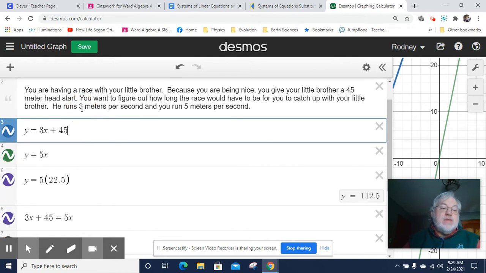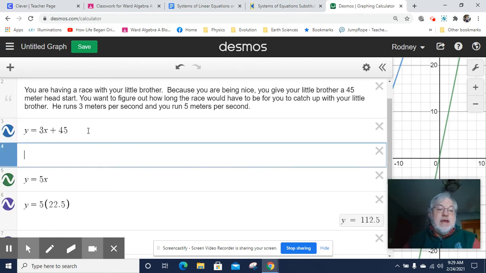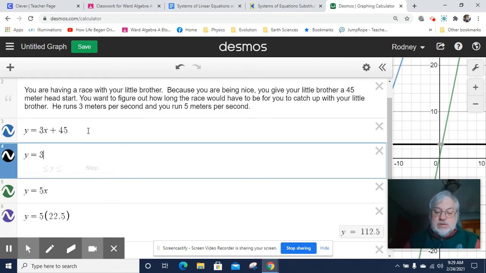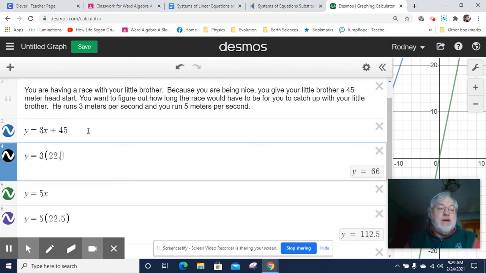And I can test it out with the other one. You'll have gone 112.5 meters after 22.5 seconds. I can do the same thing with this. y equals 3 times 22.5 plus 45, and we get the same answer.